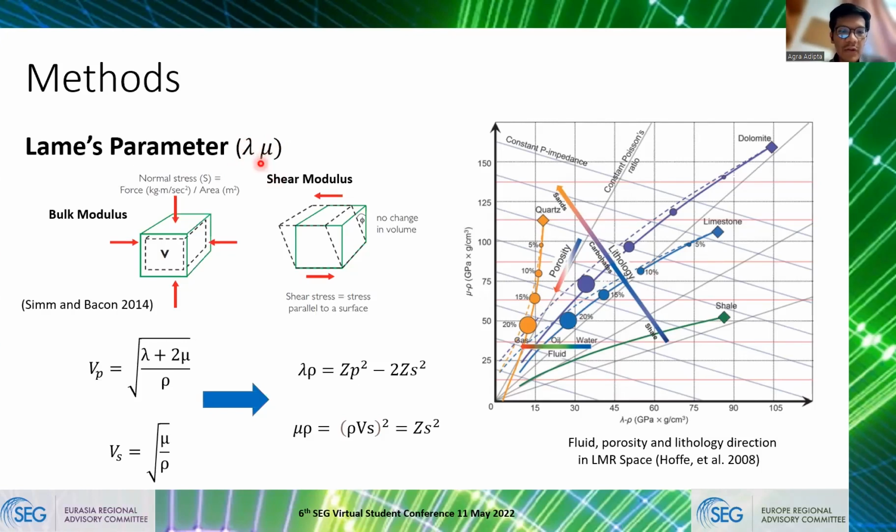Based on the basic equations of VP and VS, we can have these parameters of lambda rho and mu rho. Lambda rho is a very well-known approach to discriminate fluid and lithology. It has also been established with a few cutoffs, as shown in this diagram.